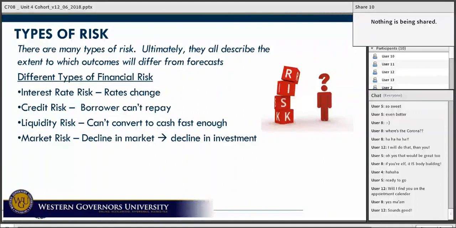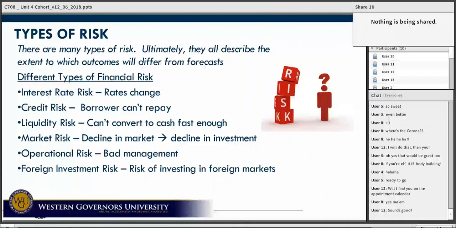A decline in the market could lead to a decline in your investment. Market risk, also referred to as systematic risk. There's operational risk. You just have a bad manager making bad decisions. There's the risk of foreign investment. Foreign markets have political risk. They have currency risk. And again, you don't need to memorize all of these. It's just showing you that risk comes in many forms.